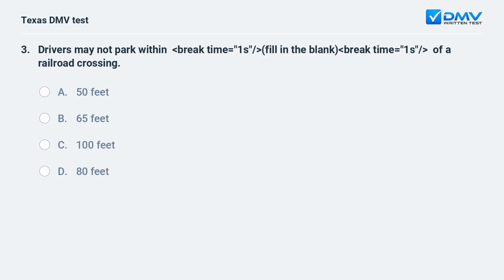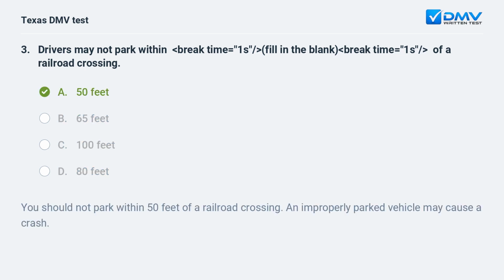Drivers may not park within, fill in the blank, of a railroad crossing. A. 50 feet. B. 65 feet. C. 100 feet. D. 80 feet. A. 50 feet. You should not park within 50 feet of a railroad crossing. An improperly parked vehicle may cause a crash.